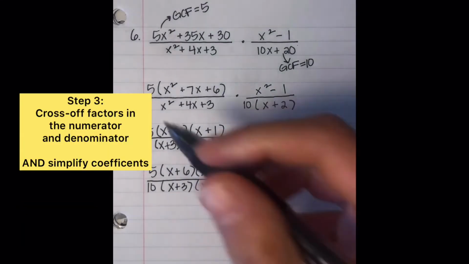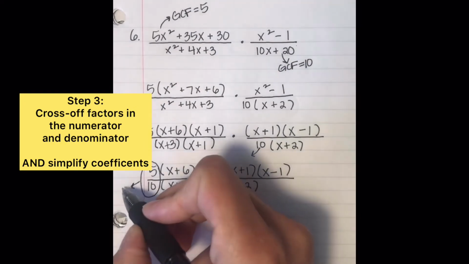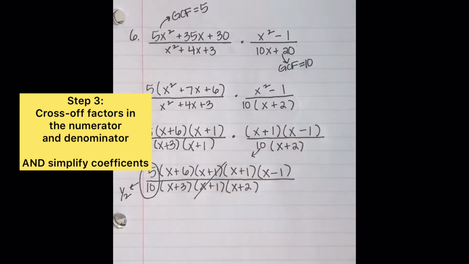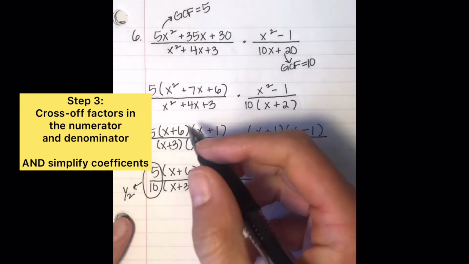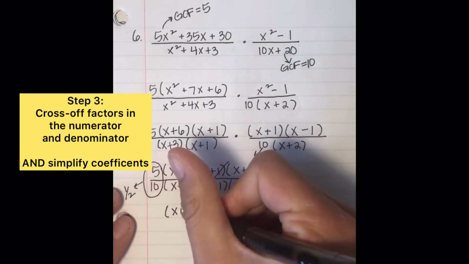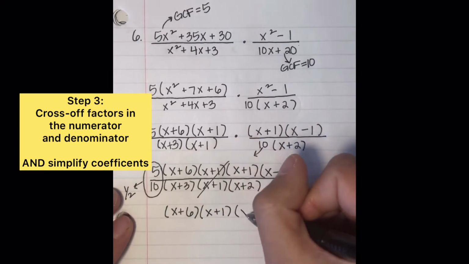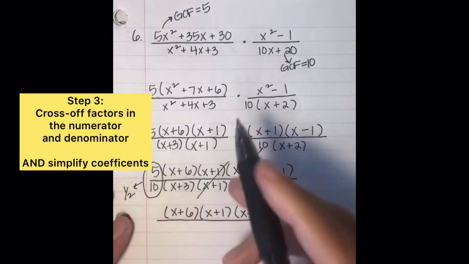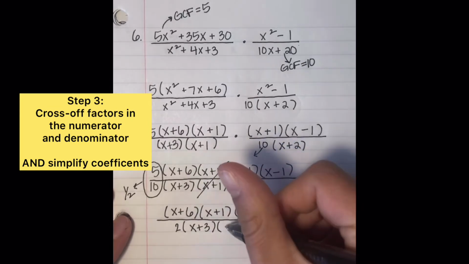All right, so the first thing I notice is that the coefficients can simplify to 1/2. And then we have x plus 1 on top and bottom that cancel out. So the simplified answer would be a 1 on top, but you don't need to write it. x plus 6 is left, x plus 1, x minus 1. On bottom, we want to write our coefficient in front, so we've got 2, and then I've got x plus 3 left, and x plus 2.